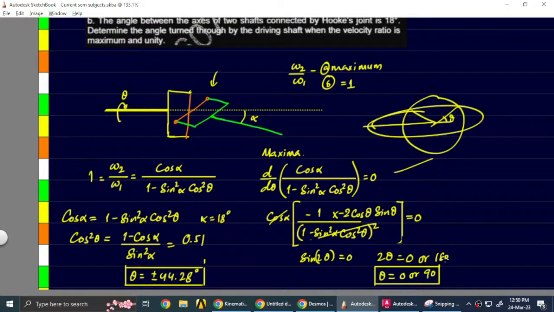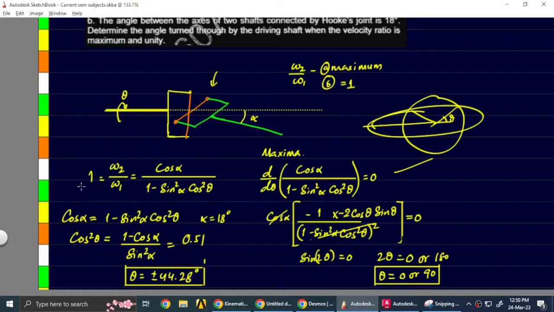Anyway, it will be 0 or 180 degrees. These are the two values of angles for which 2 theta remains 0. Then following this, we can calculate theta as either 0 or 180/2, that is 90 degrees. So these are the two values wherein you could say that the ratio remains maximum.